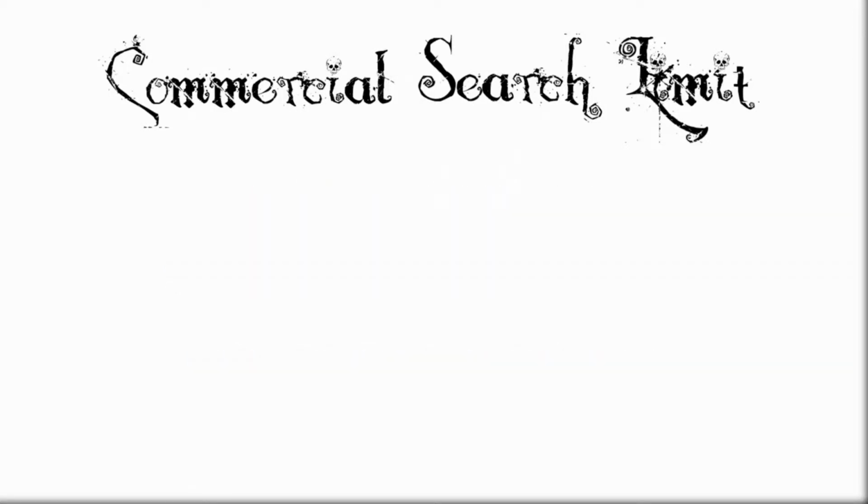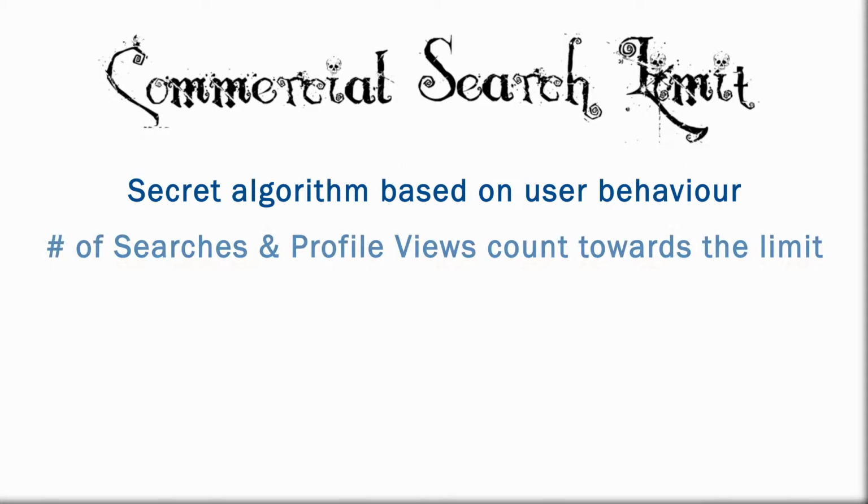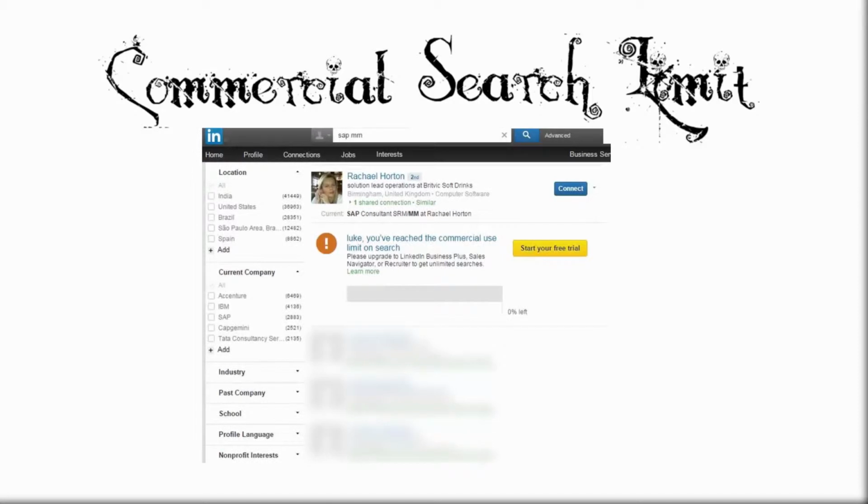So how does it work? Well, nobody really knows the exact details of the algorithm. It's not just a case of running 100 searches a month or viewing a set number of profiles. Both of these things contribute, but aren't it on their own. So what happens if you hit the limit? Well, you'll only see 4 results for every search you run, which is pretty difficult to work with. So you'll see the first few, but then everything underneath will be blurred out, like you can see on the screen.